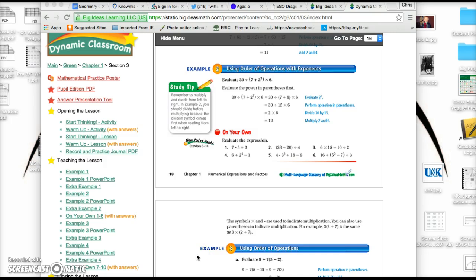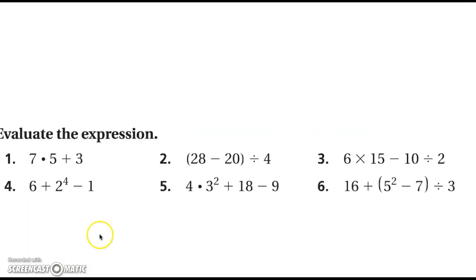Okay, so now that we've had an opportunity, hopefully, to try those 6, I'm going to go ahead and click, and it will give you the answers here. For number 1, you should get 38. Number 2, you should get 2. Number 3, you should get 85. Number 4, you should get 21. Number 5, you should get 45. And number 6, you should get 22. Again, make sure you did all these on a clean sheet of paper and showed your work nicely. If you didn't get the right answer on one, go ahead and raise your hand and we'll figure out what you did wrong.